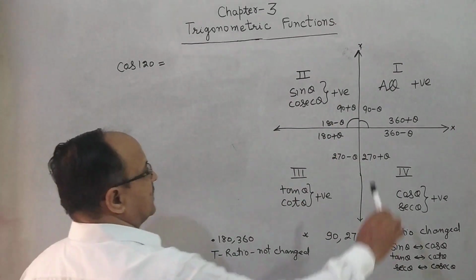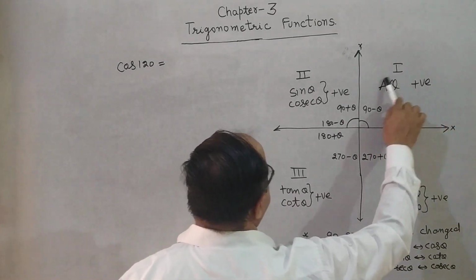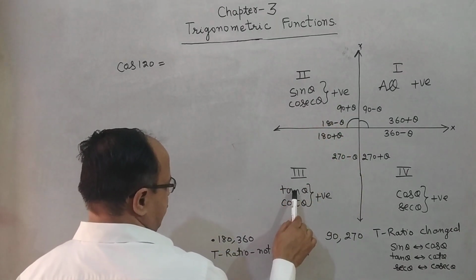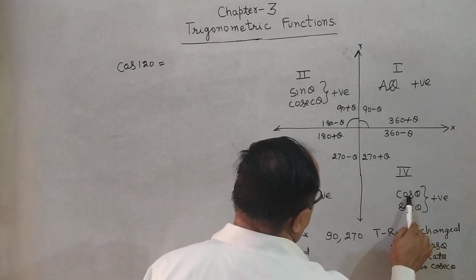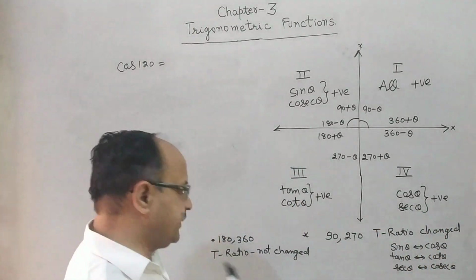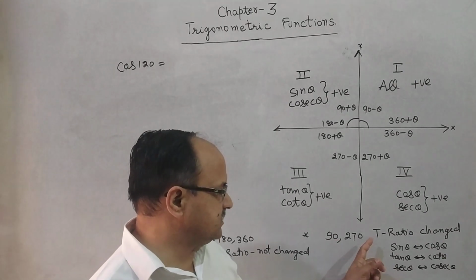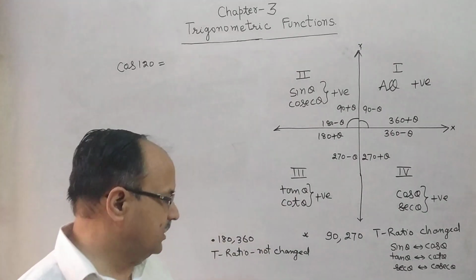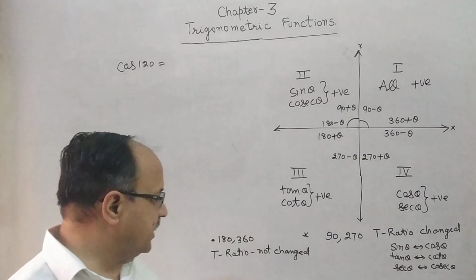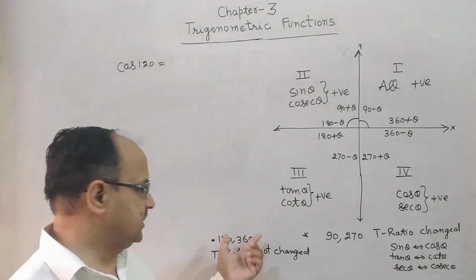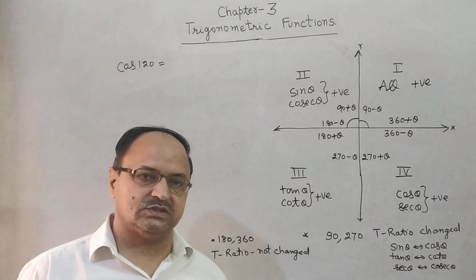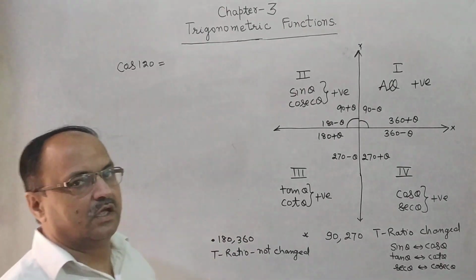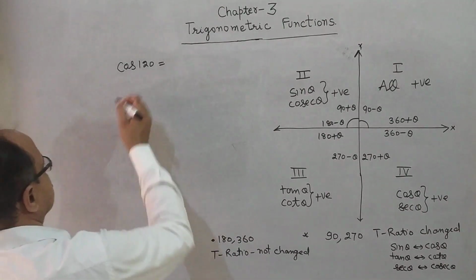Again, देखो first quadrant all t ratios positive, second quadrant sin cos sec positive, third quadrant tan cot positive, and fourth quadrant cos and sec positive. Clear? The main point: in the case of 90 and 270, the t ratio changes. Sin into cos, cos into sin, tan into cot, cot into tan, sec into cosec, and cosec into sec. But when the case is 180 and 360, then t ratio not changed. Sin as sin, cos as cos, tan as tan. Clear? Now we solve some questions.